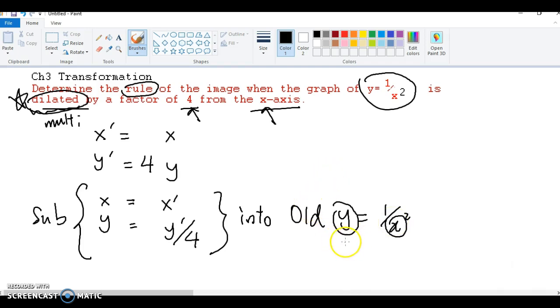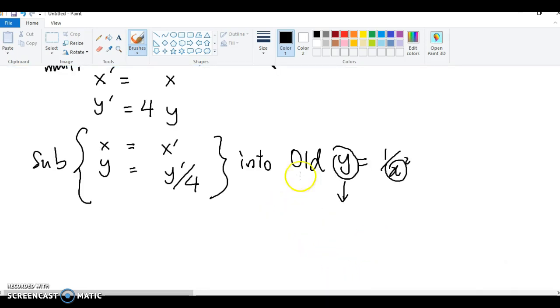So what will this circle become? Y dash over 4. Okay, so I'll go up a little bit. Y dash over 4, and then 1 over x dash squared. Alright? And this is the new equation already. This is the answer already. The new equation we set up. Everything is new there. Y value is new, x value is new.